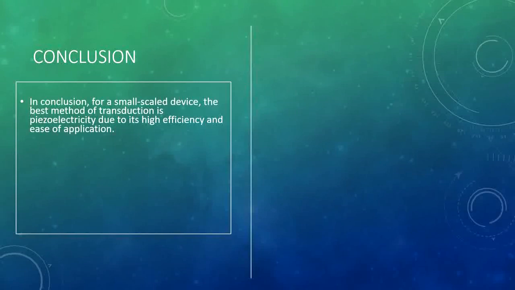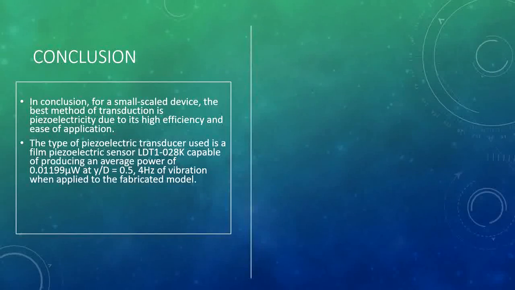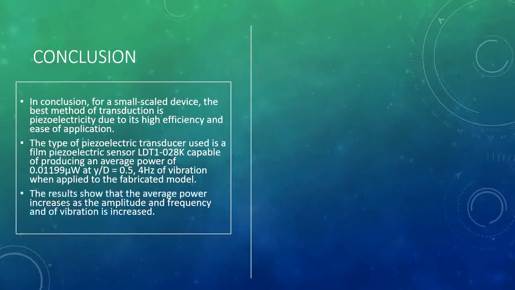In conclusion, for a small-scale device, the best method of transduction is piezoelectricity due to its high efficiency and ease of application. The type of piezoelectric transducer used is a film piezoelectric sensor, LDT1-028K, capable of producing an average power of 0.01199 microwatts at y/d value of 0.5 and 4 Hz of vibration when applied to the fabricated model. The results show that the average power increases as the amplitude and frequency of the vibration is increased.